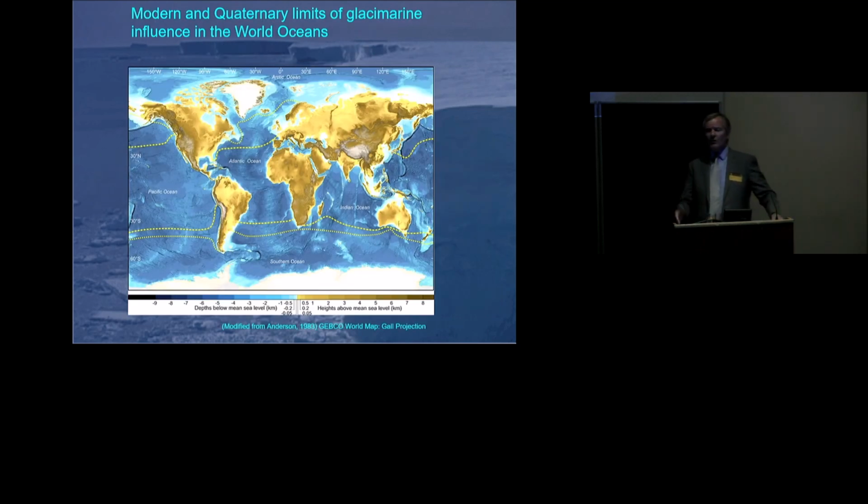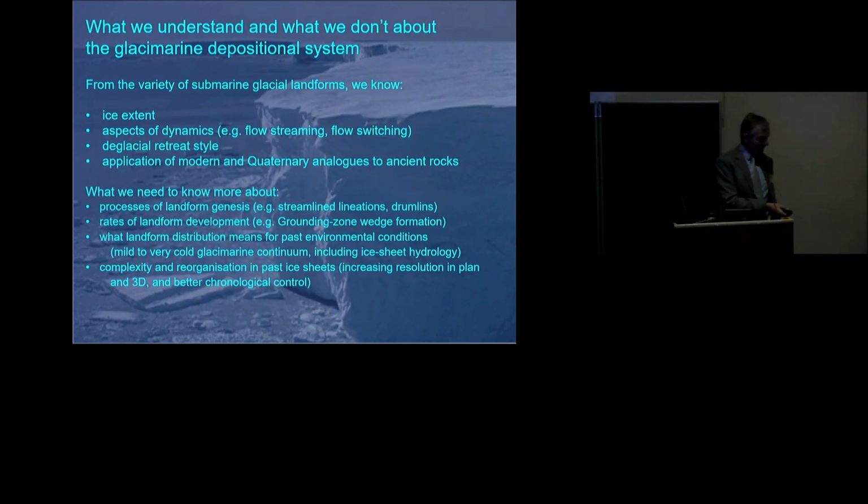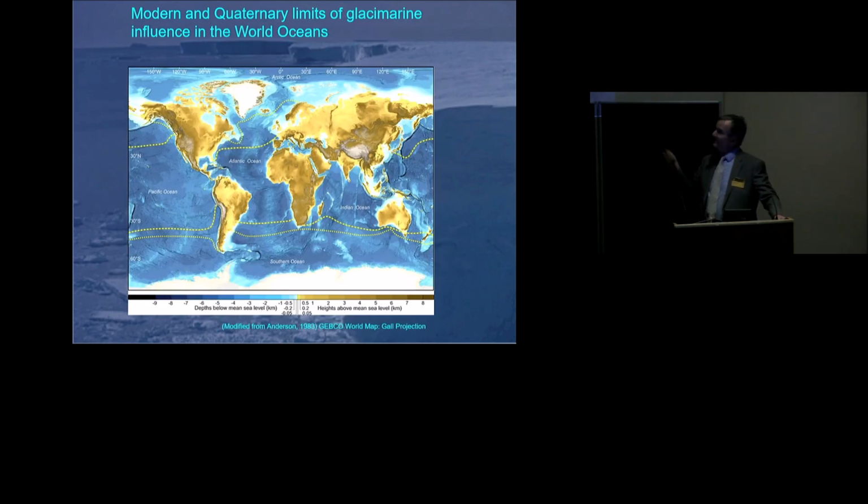So first of all, what is the glacier-influenced marine environment? We're talking about these yellow lines, which cover today the bottom 20 or so percent of the global oceans. But under full glacial conditions, the last time 20,000 years ago, 25% of the world's ocean was covered.